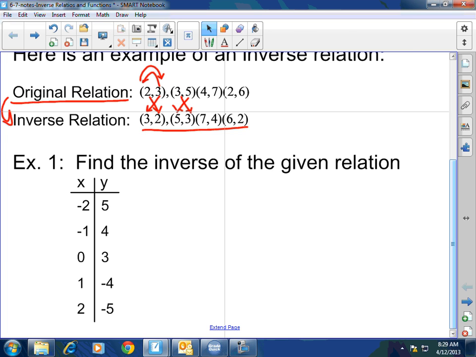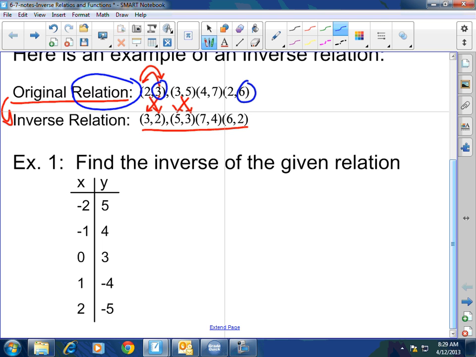No, that's what makes it a relation. The fact that I have a (2, 3) and a (2, 6) makes it a relation. It's not a function. It's a relation. I can never have two different y values for the same x value in a function. But this is a relation, and a relation is any set of ordered pairs. We're going to talk about how to get the inverses of functions in a second. But right now, we're just dealing with inverses of relations. And a relation, again, is any set of ordered pairs.